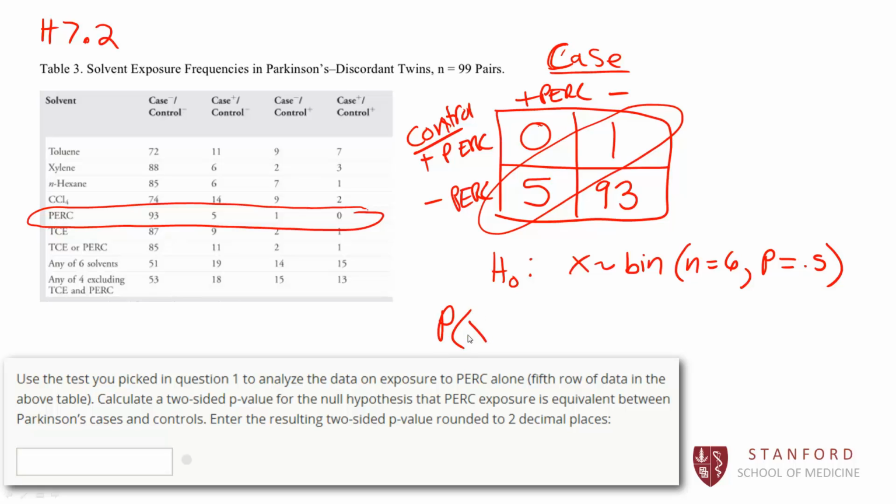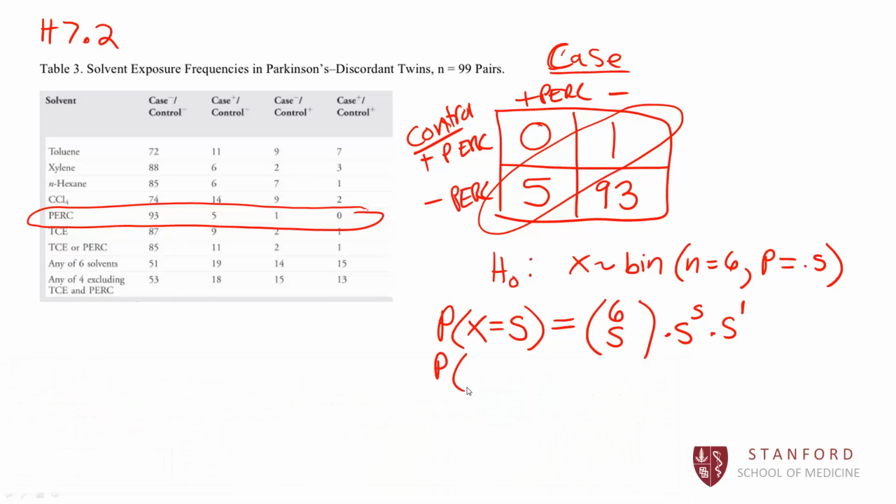So what did we actually see? We saw 5 discordant pairs where it was the case who had been exposed and not the control. We just apply our binomial probability formula here. We've got 6 choose 5, p is 0.5, so we do 0.5 raised to the 5th, and then 1 minus p is also 0.5, so we do 0.5 raised to the 1st. But remember, for p-values, we have to calculate the probability of what we saw and everything more extreme. So we also have to calculate the probability that all 6 discordant pairs were ones where the case was exposed. So we do 6 choose 6, 0.5 raised to the 6th.